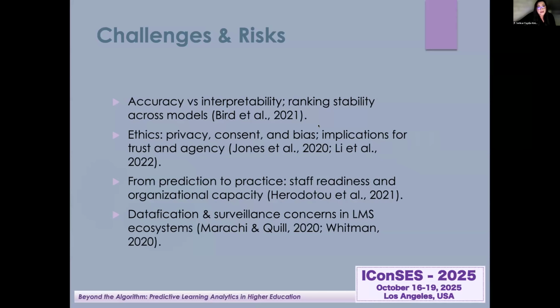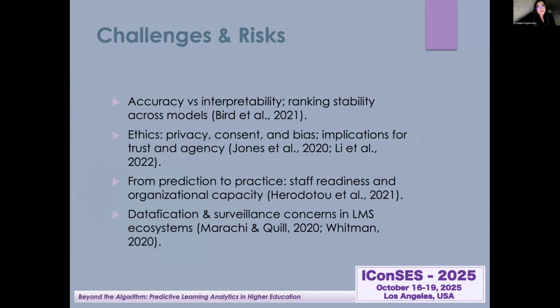But there are also some challenges and risks in predictive learning analytics. Stability across the models actually is a real problem. Yes, the data can be accurate, but their interpretability is questionable, because if the staff is not ready, if faculty is not ready to interpret the data, then it cannot be beneficial. And also models provided by higher education institutions are limited by organizational capacity.